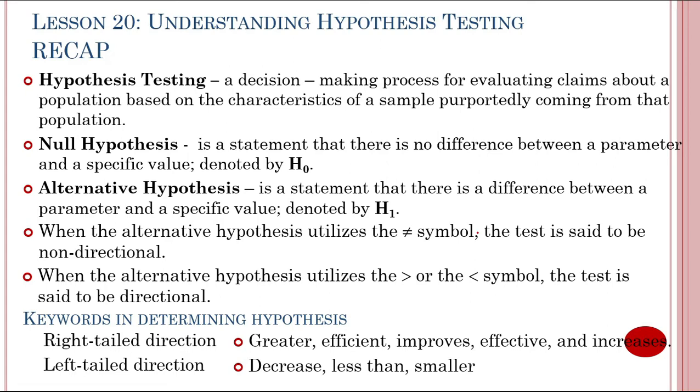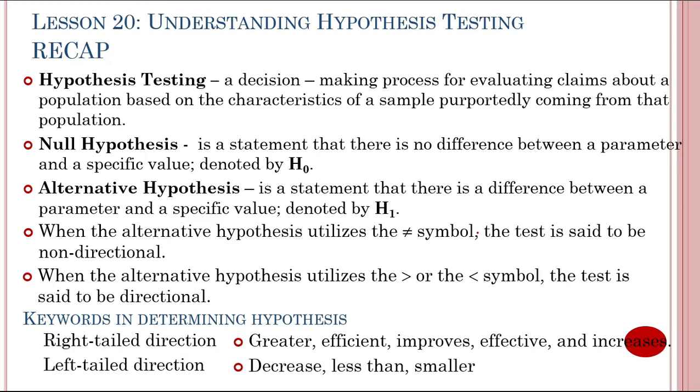Now, let's recap what we just have learned. Hypothesis testing, a decision-making process for evaluating claims about a population based on characteristics of a sample purportedly coming from that population. We have two types of hypothesis testing: the null, which states no difference, and the alternative, which states that there is a difference.